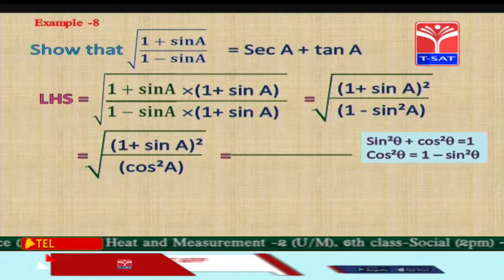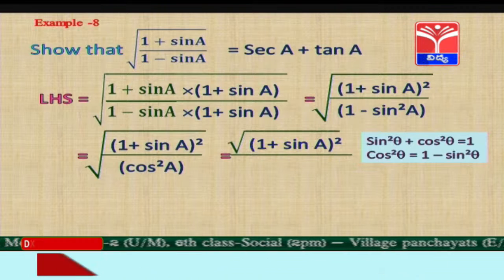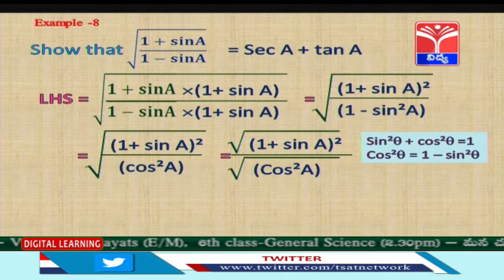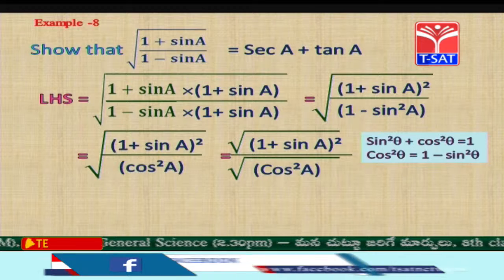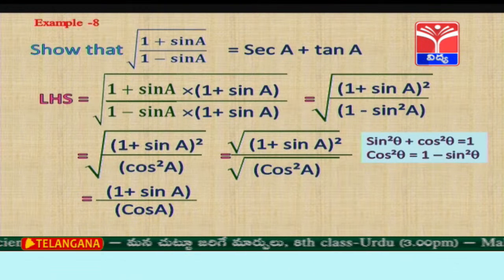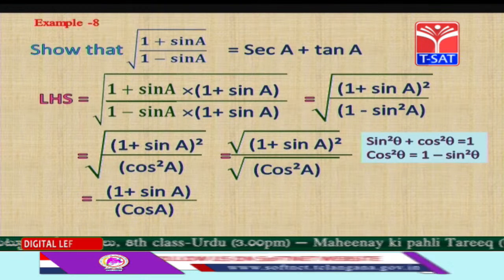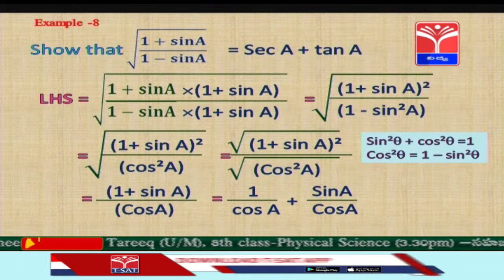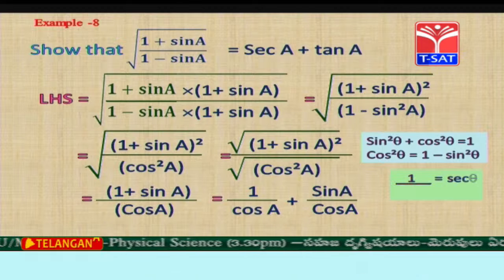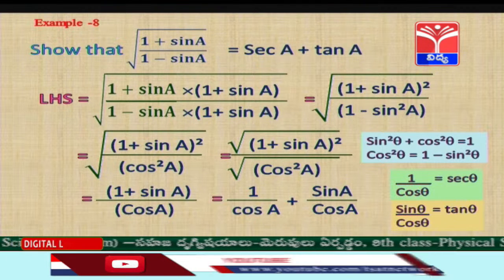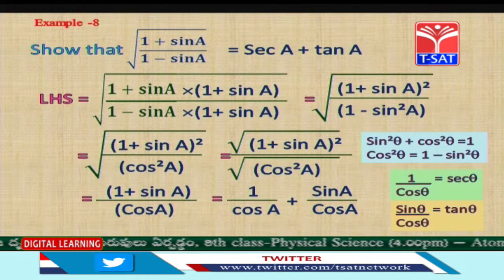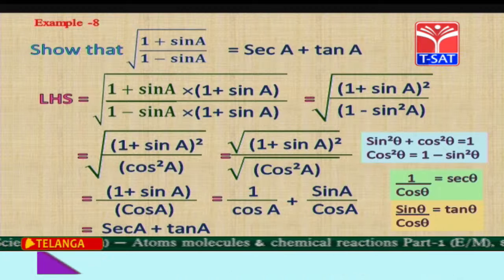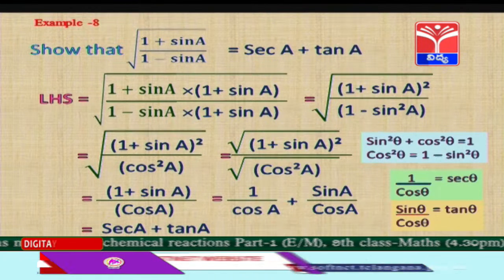Numerator as well as denominator with under roots: under root of 1 plus sin a whole square by under root of cos square a. So, if you remove the roots and squares, what you get is 1 plus sin a by cos a. I will separate them: 1 by cos a plus sin a by cos a, where 1 by cos a can be written as sec a, right, and sin a by cos a can be written as tan a. So, I am getting here the answer as sec a plus tan a. So, LHS equal to RHS, hence proved.